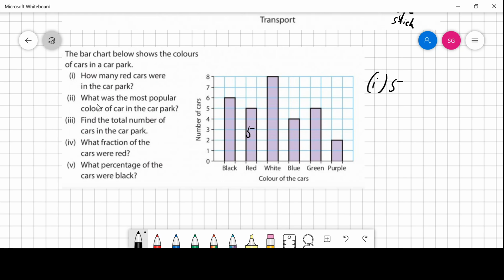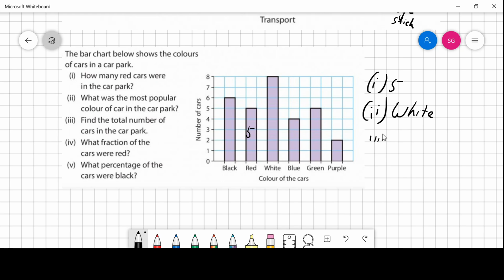What was the most popular color in the car park? Well, you don't even need to go through each color in that case. You can just go, okay, most popular, that'll be the highest bar. So you can see, okay, white. White is 6, so white is the most popular color.